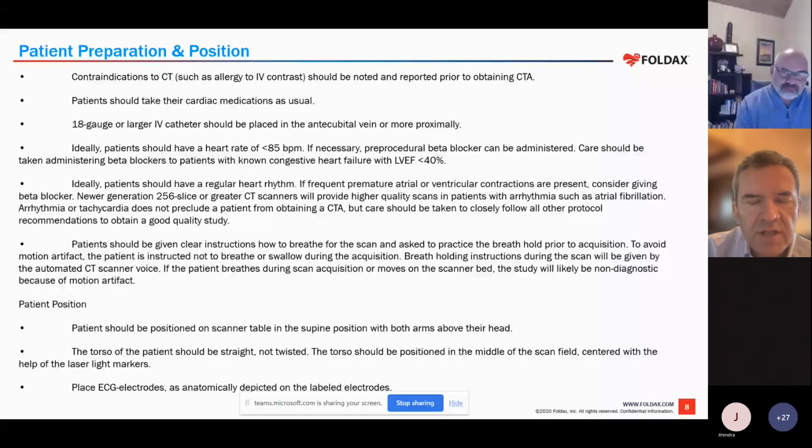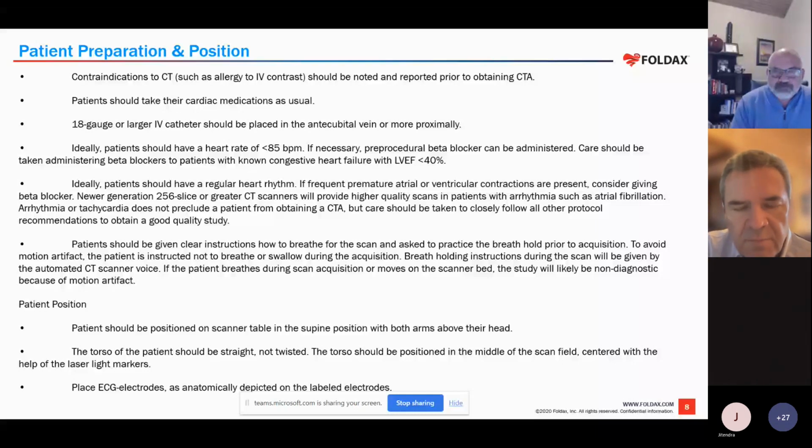And ideally, the patient should have a heart rate of less than 85 beats per minute, probably less than 75 beats per minute or even better. And if they're much higher than that, consider administering beta blocker. But of course, have caution in patients with known congestive heart failure and an EF less than 40%.